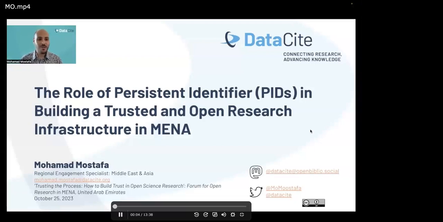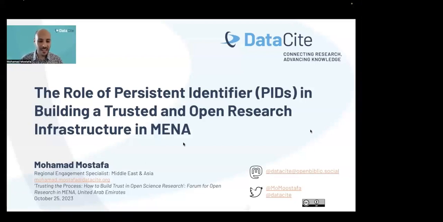Hello, everyone. Nice to connect with all of you and to present at the Forum for Open Research in MENA. So my name is Muhammad Mustafa. I am the Regional Engagement Specialist for the Middle East and Asia at DataCite. And today I'm going to talk about the role of persistent identifiers in building a trusted and open research infrastructure in the Middle East and North Africa. So yeah, let's start.